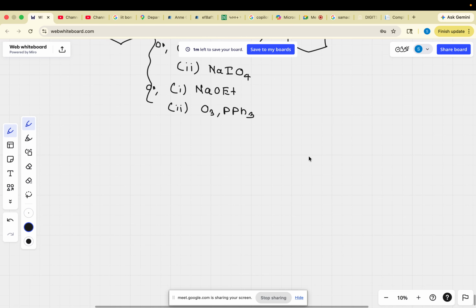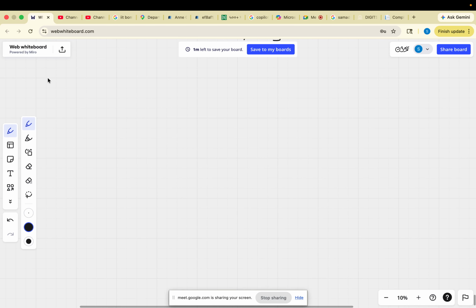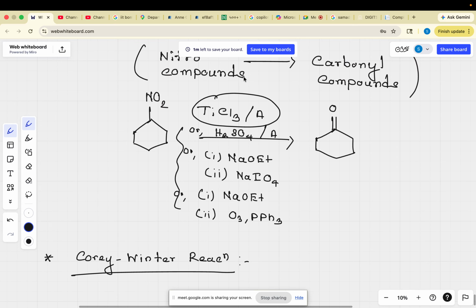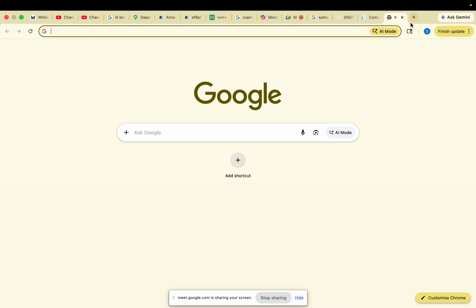Fine. Next we have the Corey-Winter reaction. Previous one mechanism also? Mechanism, I will show. Actually there is no proper mechanism discovered yet. They gave one mechanism from one research paper, but yeah, I will show you. Let me search here.